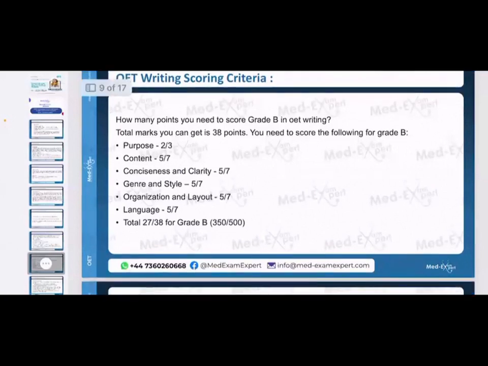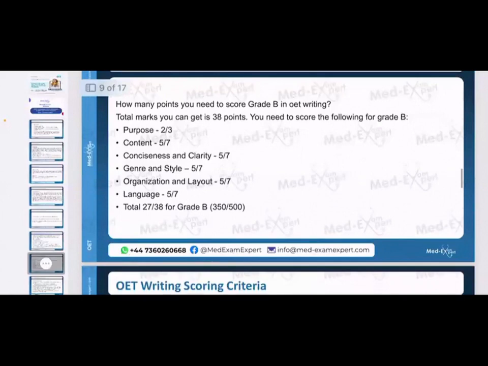I tell my students that your purpose must be excellent for achieving grade B. The purpose carries 3 marks in letter writing. If you are scoring 2 out of 3, you are in good hands and you can achieve grade B easily, if the rest of the letter is satisfactory and there are only some minor mistakes which can be neglected. But the condition is your purpose must be very good.